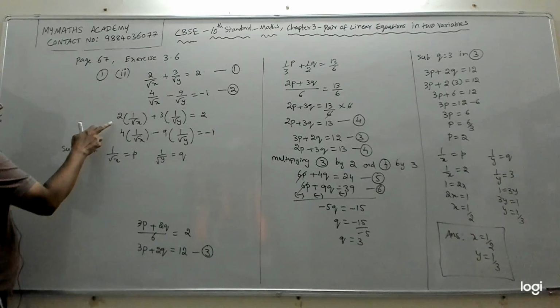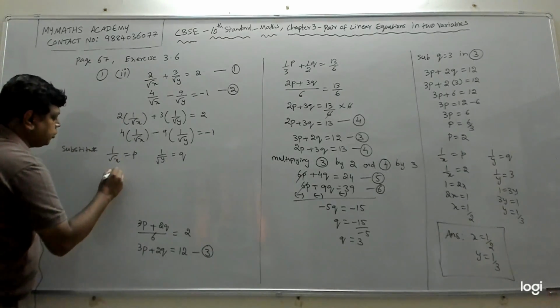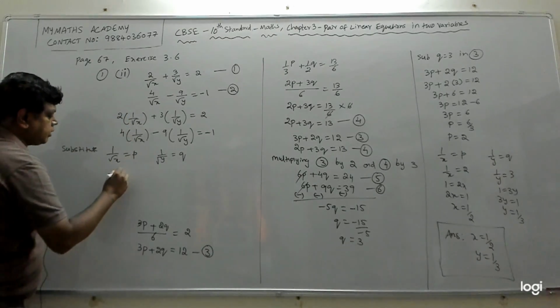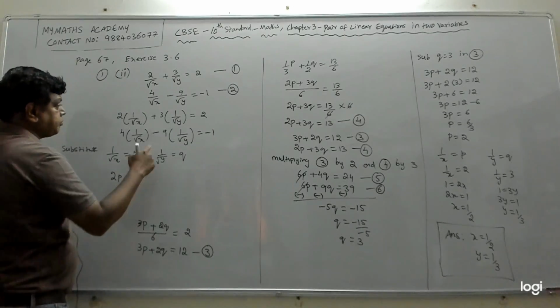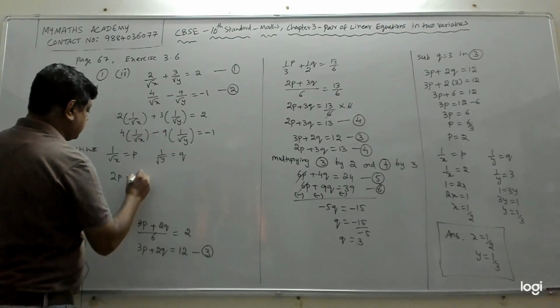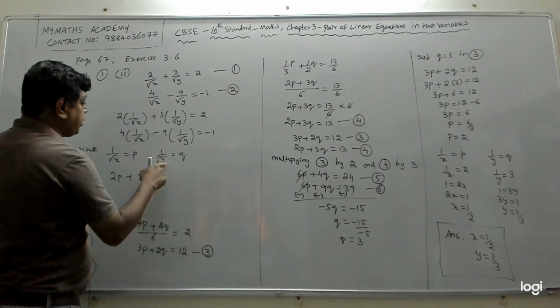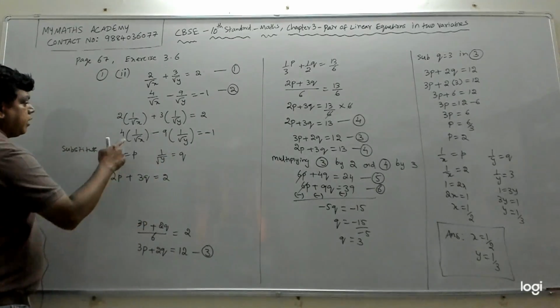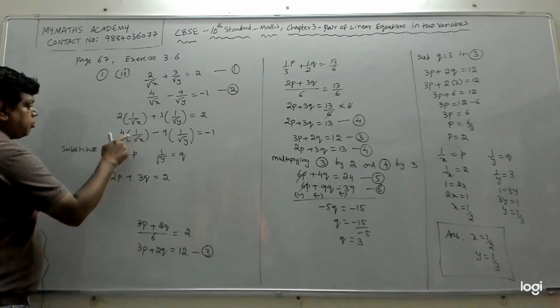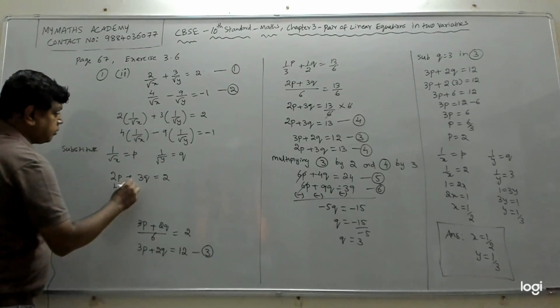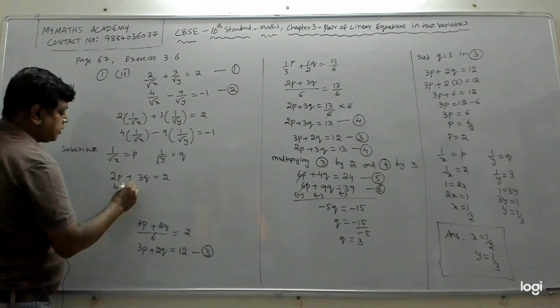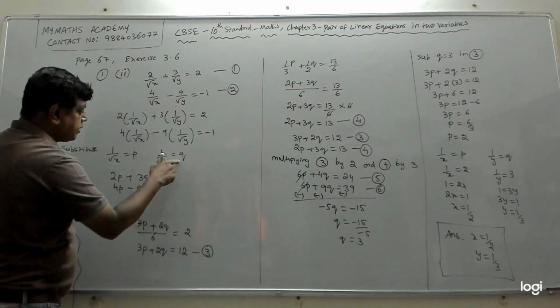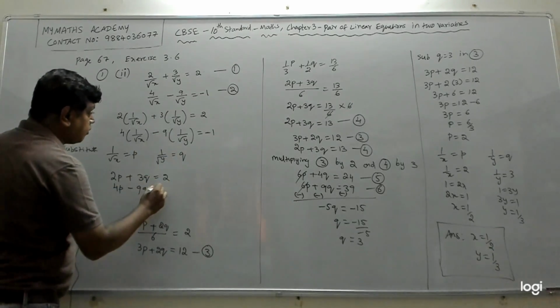Now what will these equations become? 2 into 1 by root x is what? P. It will become 2p plus 3 into 1 by root y, 1 by root y is q, 3q equal to 2. Then again 4 into 1 by root x is p, so 4p minus 9 into 1 by root y is q, 9q equal to minus 1.